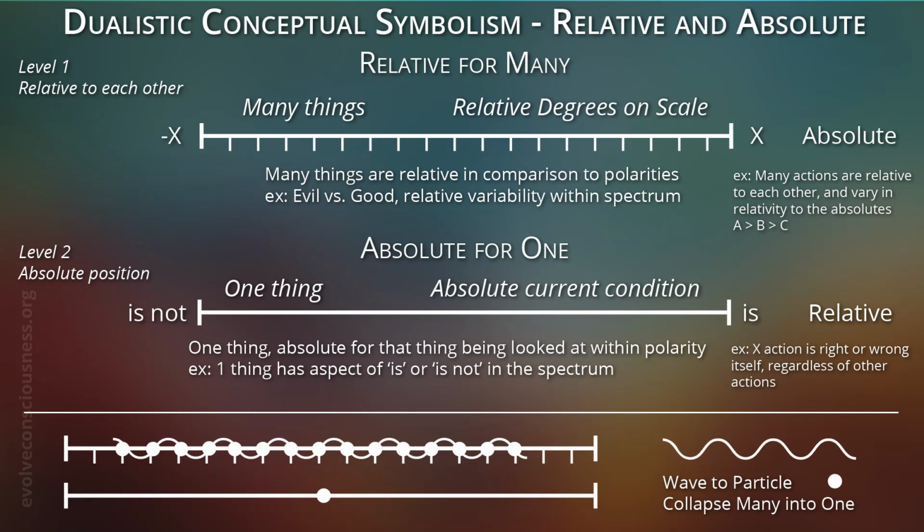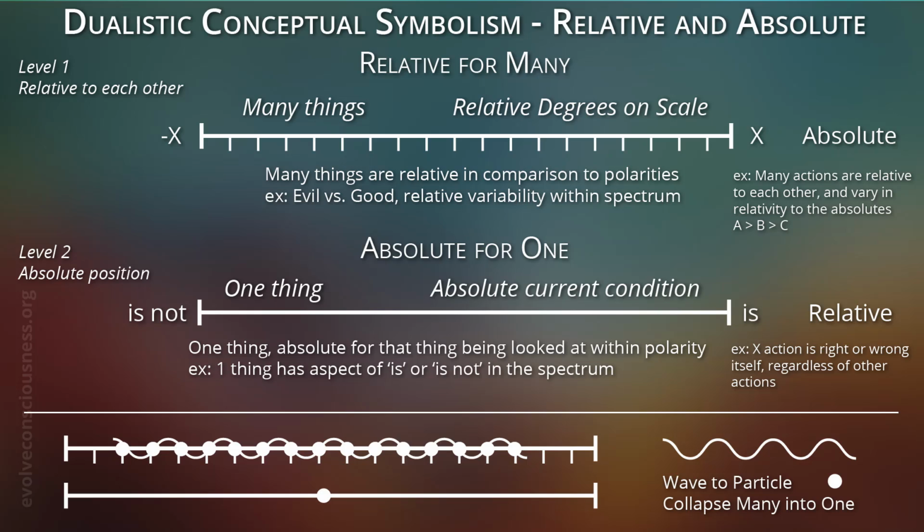Now the level 2 is an absolute position. So level 1 was relative to each other. Every notch, I didn't put the circles, but whatever the notches represent a possible position, like a thermometer, a ruler, anywhere. Anything could fit anywhere in between. So each of those things are relative to each other.